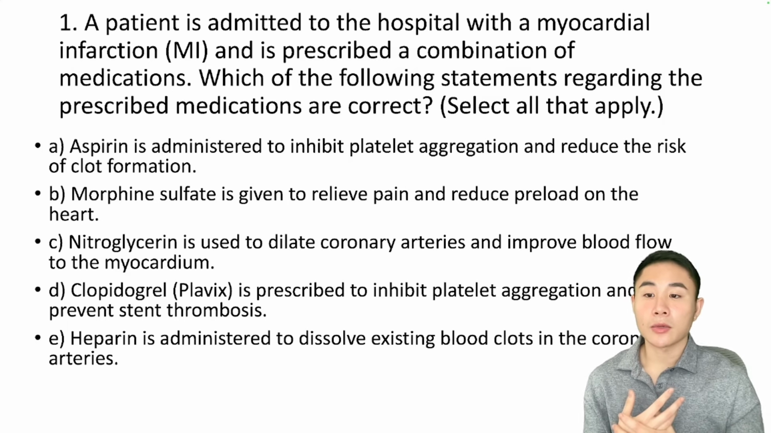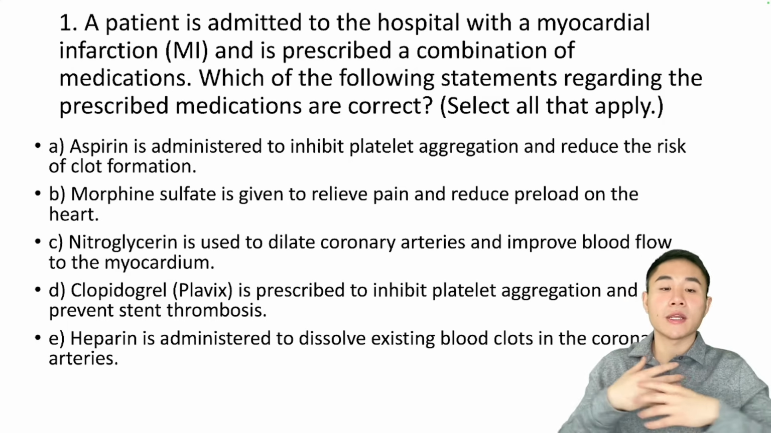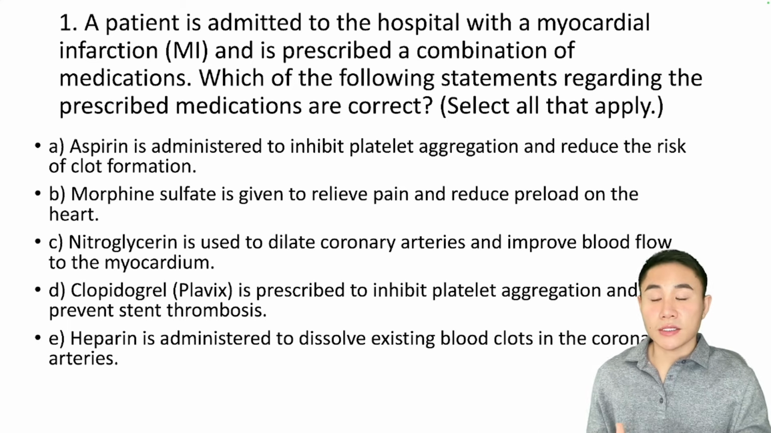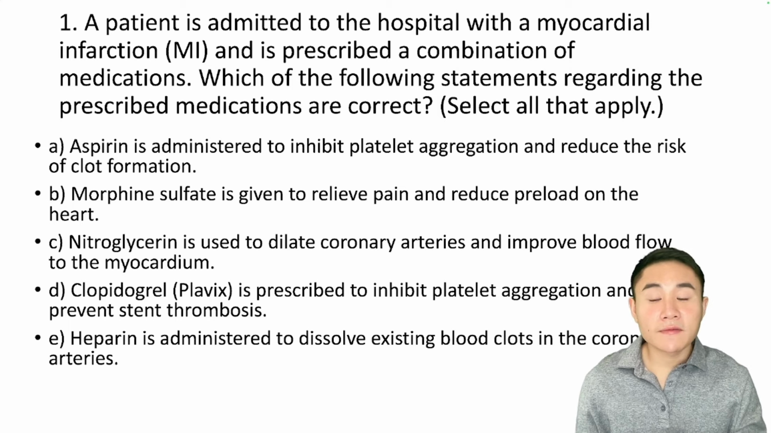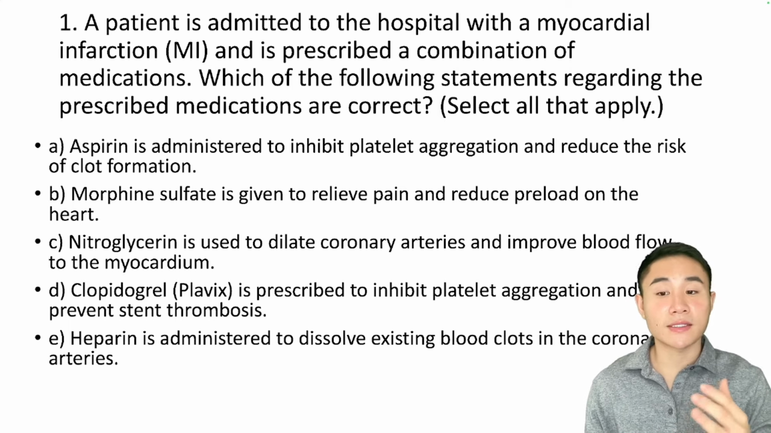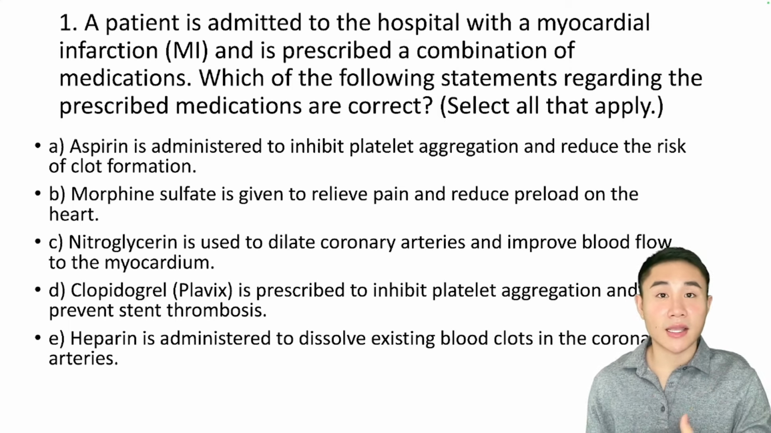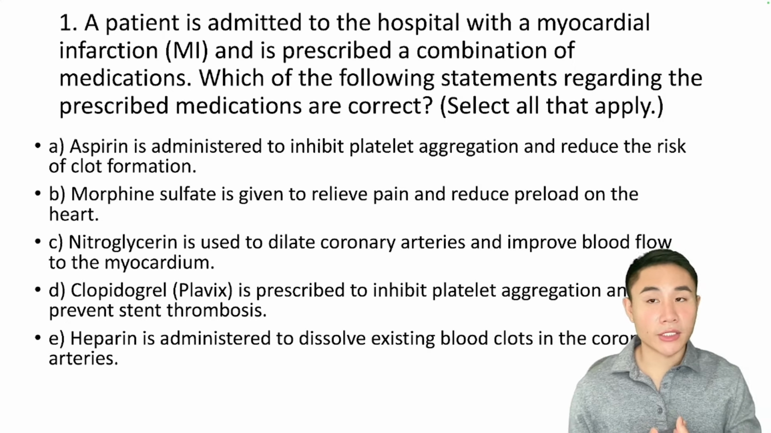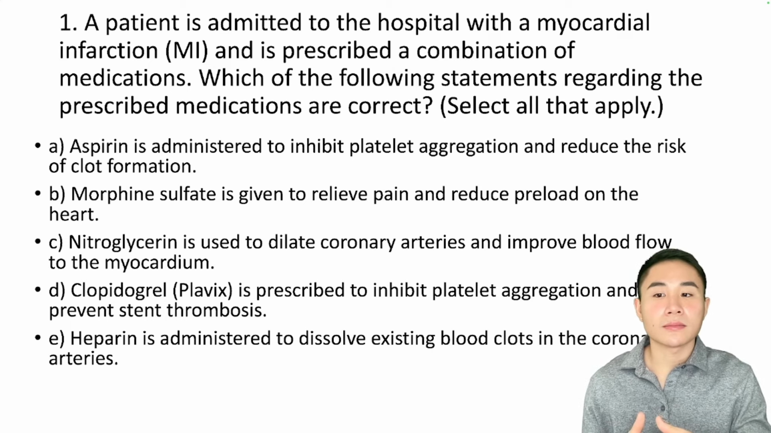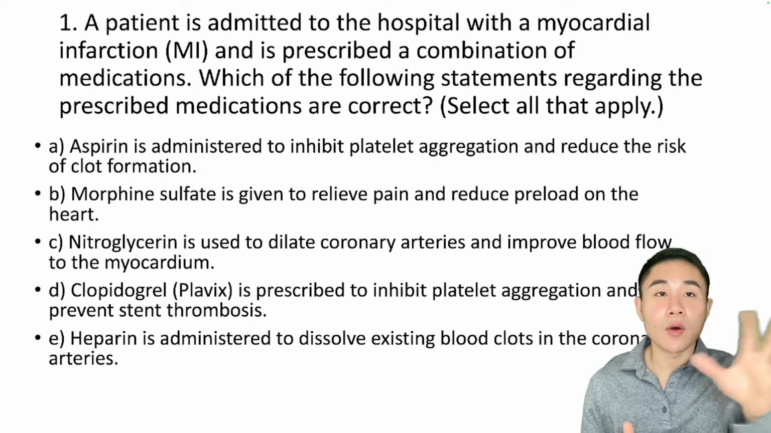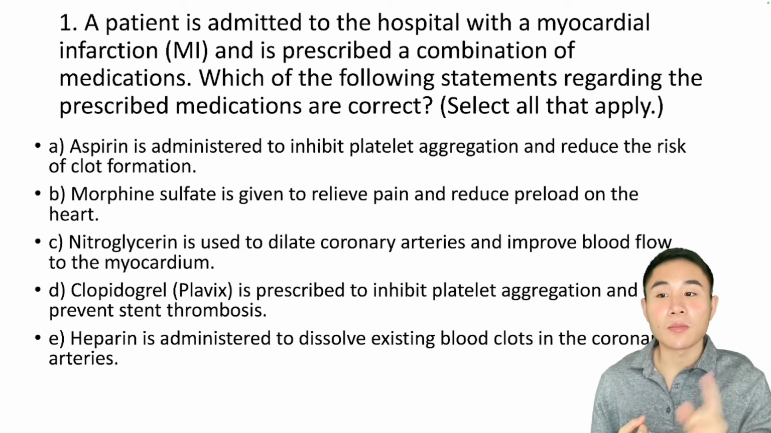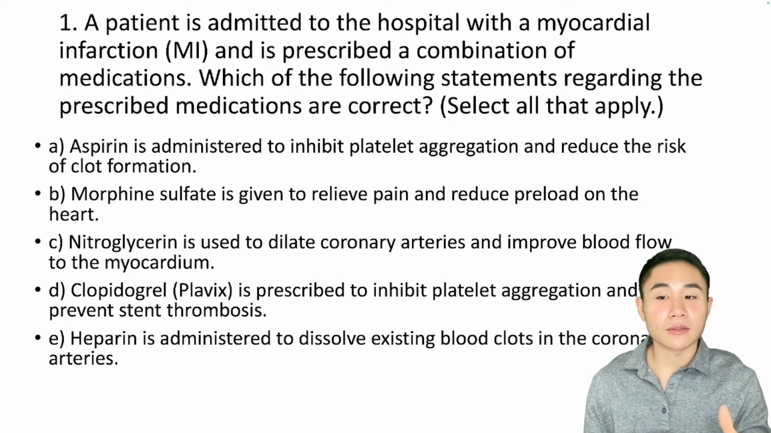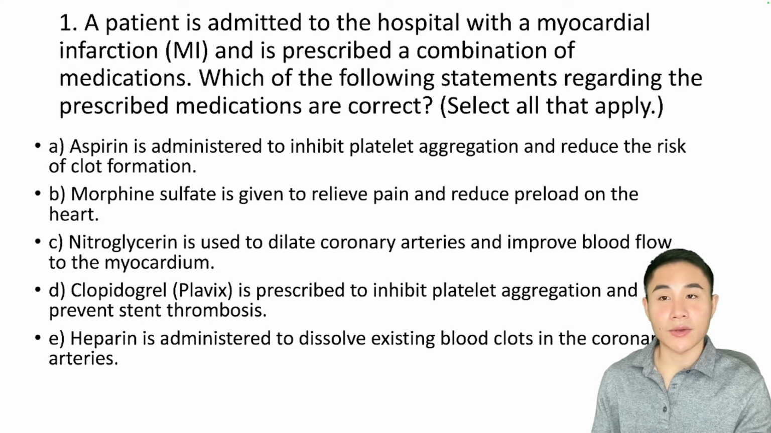And D, clopidogrel, Plavix, is prescribed to inhibit platelet aggregation and prevent stent thrombosis. So yes, Plavix is often given to prevent stent thrombosis for patients that had a stent placed. We usually give Plavix to prevent platelet aggregation. I know that with this question, in our head we think of MONA, morphine, oxygen, nitroglycerin, aspirin. So we may think Plavix is not correct because it's not part of MONA.